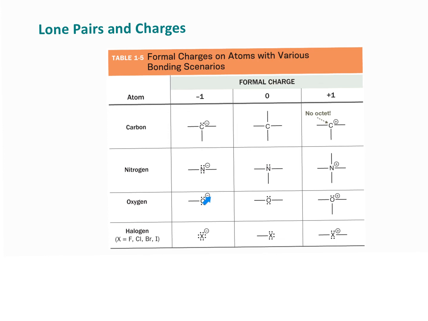If you just have an oxygen, it's got a negative charge. It has 3 lone pairs. If you have an oxygen with 2 bonds and 2 lone pairs, it will not have a formal charge. If you have an oxygen with 3 bonds and 1 lone pair, it has a +1 charge. With your halogens, we're mostly going to see halogens with 1 bond and 3 lone pairs, or halogens with no bond and a negative charge. And we need to know those have 4 lone pairs. So really work on committing this to memory, because we'll use it over and over again.